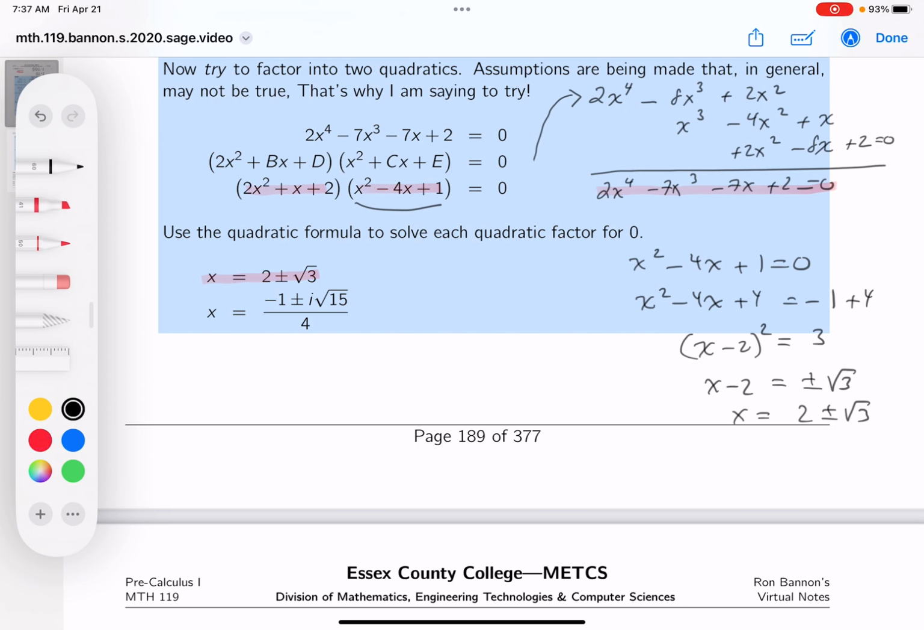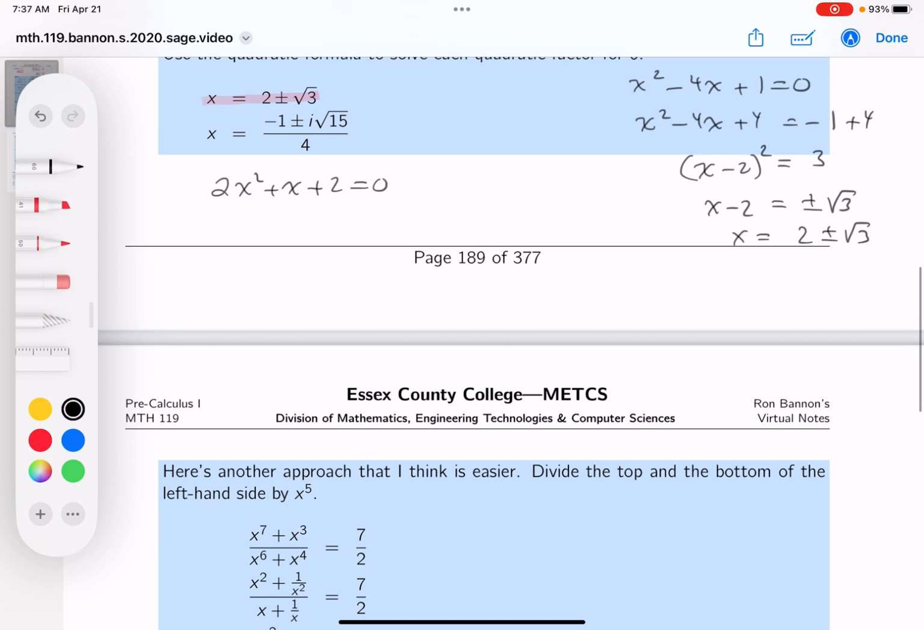I want to do the other one. What's the other one going to be? 2x squared plus x plus 2 equals 0. I don't want you to complete the square in that one, and it's certainly not factorable over the integers just looking at it. Let's put this one down for you. What's x going to be equal to?